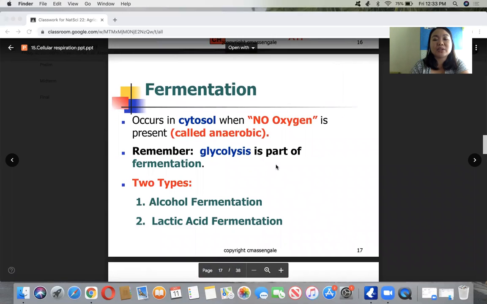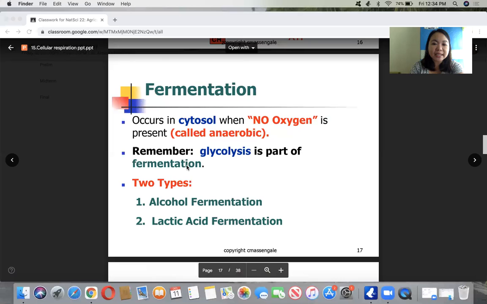So we have the so-called fermentation, which occurs in the cytosol when there is no oxygen. So it's called anaerobic respiration. There are actually two general types of respiration. We have aerobic respiration, that's the normal process of cellular respiration with the presence of oxygen. Now the other respiration process is anaerobic respiration and it's called fermentation.